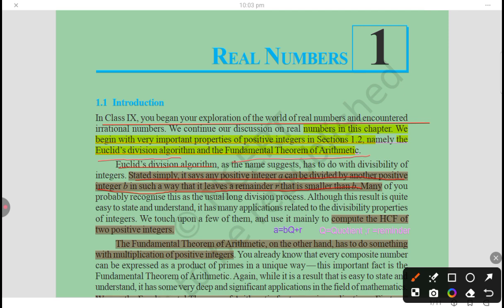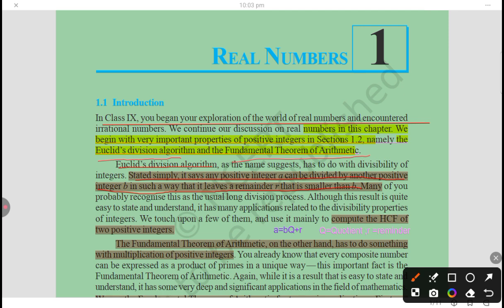Many of you probably recognize this as the usual long division process. Although this result is quite easy to state and understand, it has many applications related to divisibility properties of integers. And the main use of Euclid's division lemma is the computation of the HCF of two positive integers.